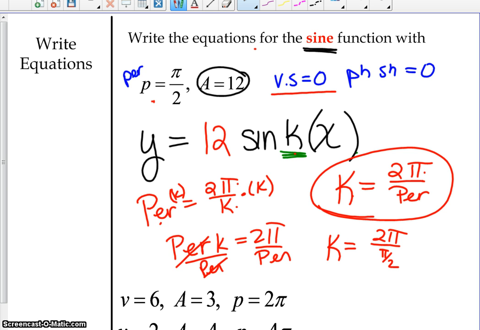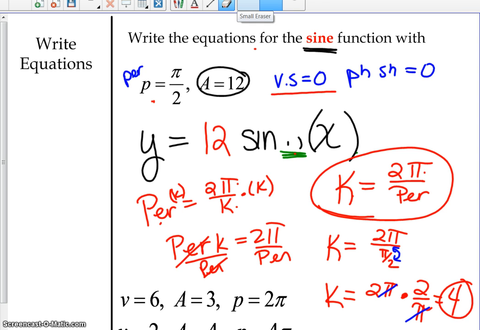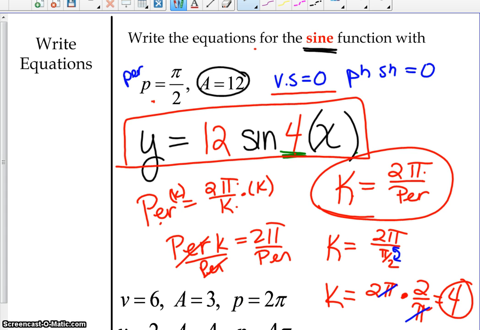Well, how do I divide by a fraction? To divide by a fraction, you take your numerator and multiply by the reciprocal of the denominator. So 2 pi times now 2 over pi instead of pi over 2. I took the reciprocal, I flipped this fraction. So now my pi's cancel out, and my answer here would just be 4. My k is equal to 4. So now I can replace this k here with a 4, and this is my final equation.